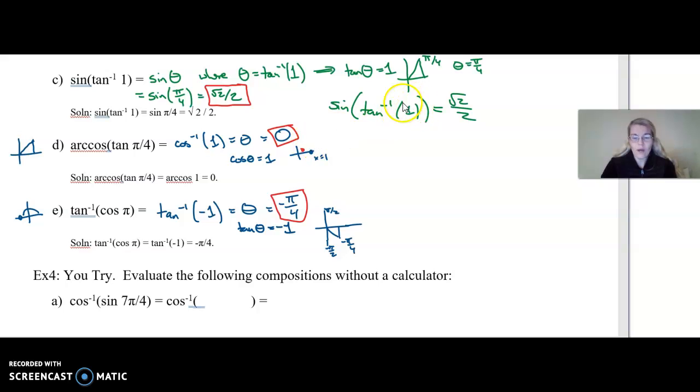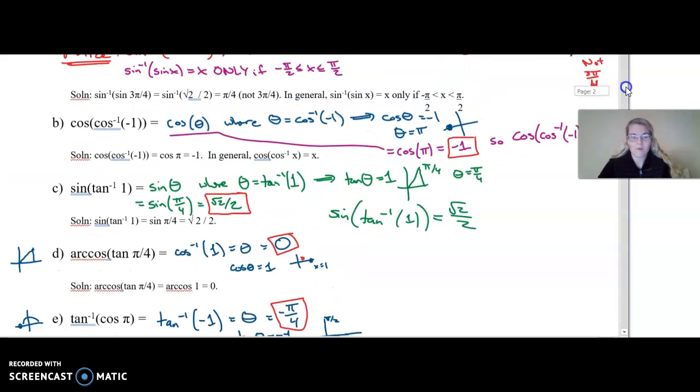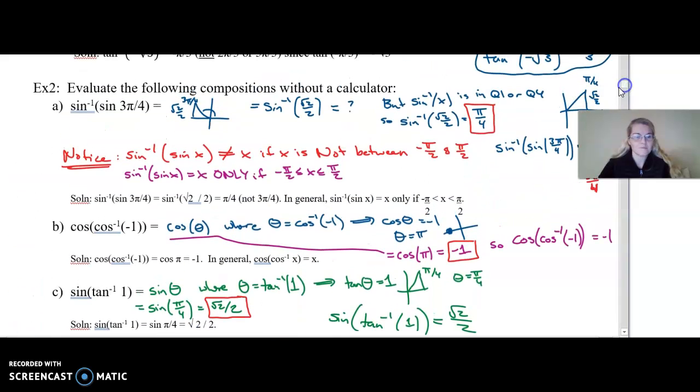Notice I give you a trig value into your inverse function and then put that into your trig function, and you get a trig value back. Whereas earlier, when I was composing here, I put an angle into sine, and then I composed it with sine inverse, and I got an angle back out.